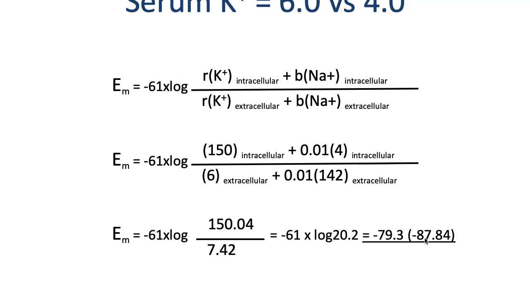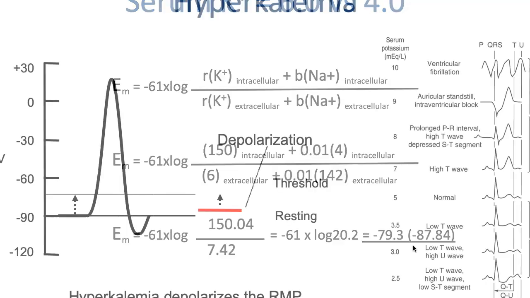All right, and so in parentheses, this was our last case, which was minus 87 millivolts. So by increasing extracellular potassium, you can see that our resting membrane potential became less negative, or more positive, or more depolarized. Those are all just synonymous. So it became less negative. It became more depolarized. Okay?